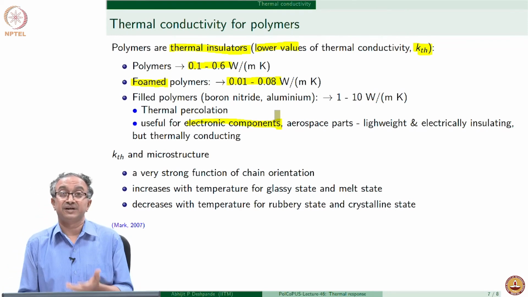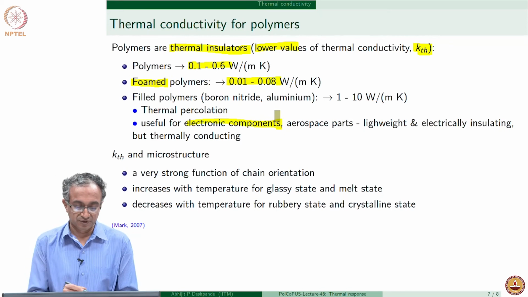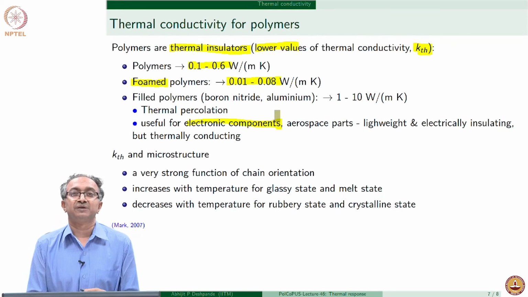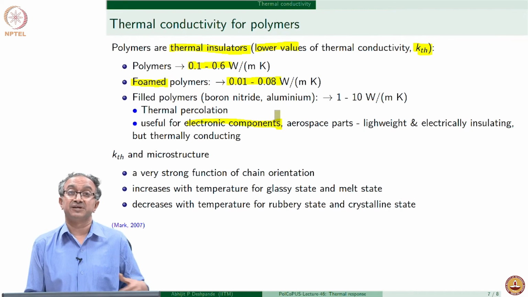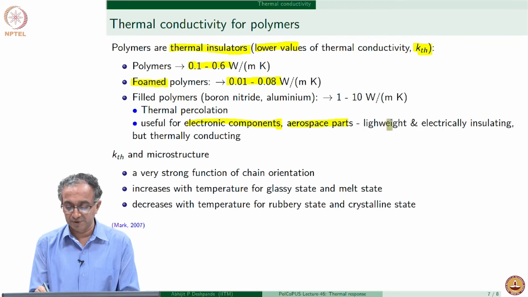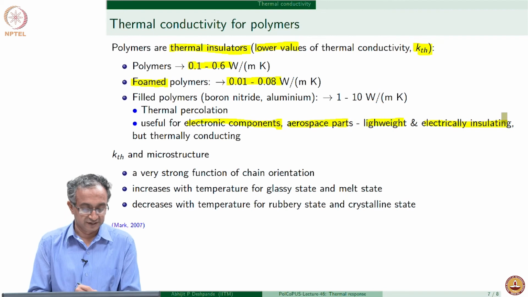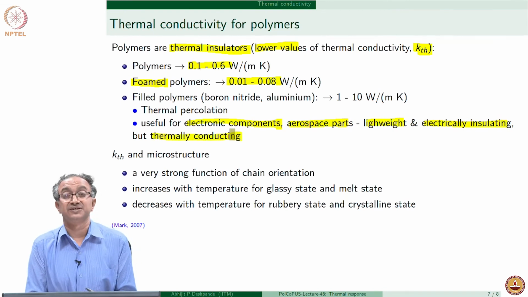So, this heat dissipation has to be taken away, and so many of the material requirements in these is to have a higher thermal conductivity, but at the same time other advantages of polymeric materials. Similarly, in aerospace parts where lightweight is required and electrically insulating material is required, but at the same time thermal conduction is required.